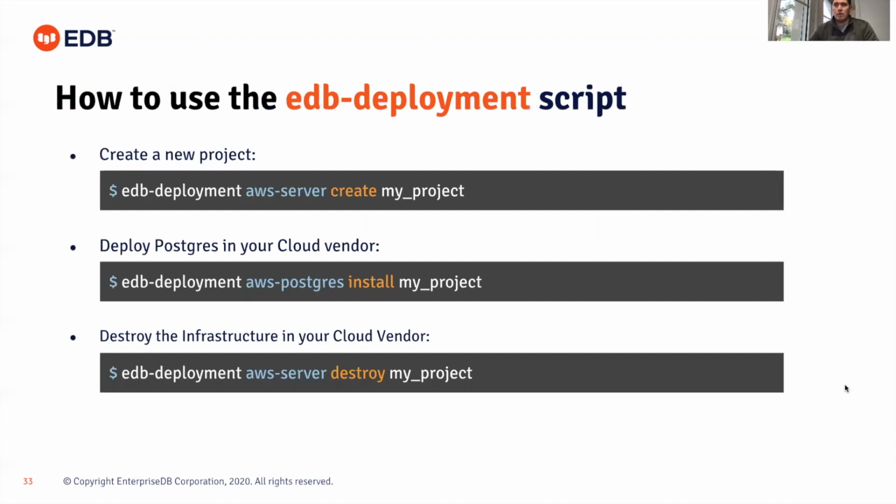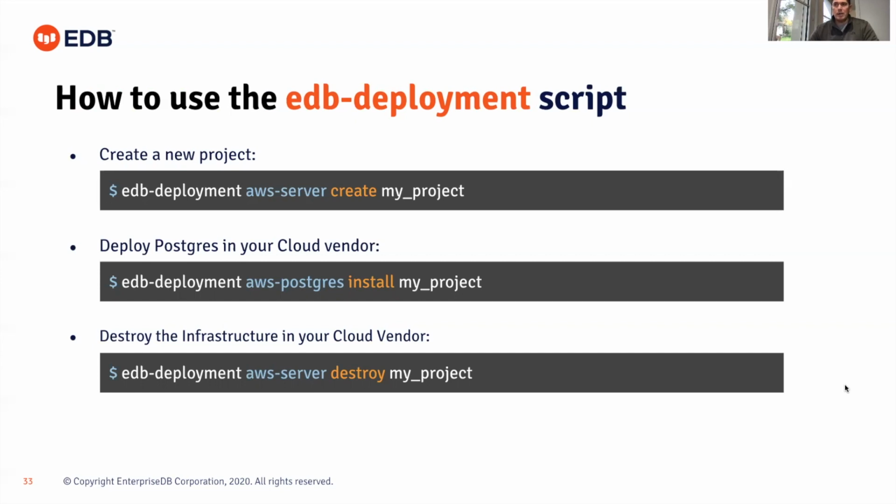So how to use the EDB deployment script? This script needs 3 arguments for being executed. The context is the first one. It can be AWS server or AWS Postgres or AWS project or Azure server and so on. The second argument is the action to execute. This action will depend on the context. The last argument is the project name. The project name is like a namespace used to store the generated configuration files.